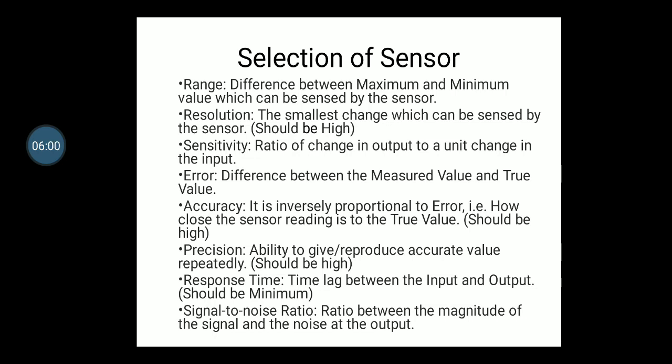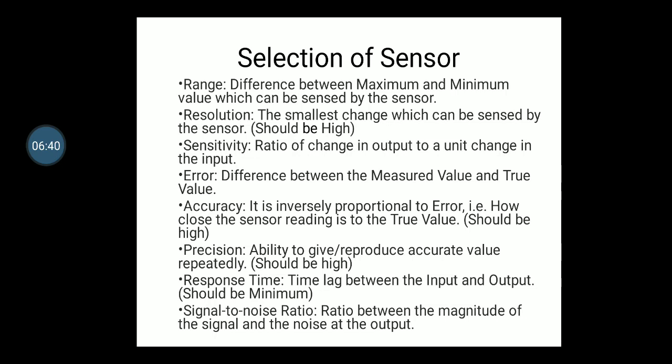Precision is the ability to give an accurate value repeatedly, and it should also be high. Response time is the time lag between the input and output, so it should be minimum. Suppose a sensor is measuring temperature. The change in temperature should not be measured after 1 or 2 minutes, because in that time the room temperature will change again. So there should not be a lag between real time and the time at which we get the reading.